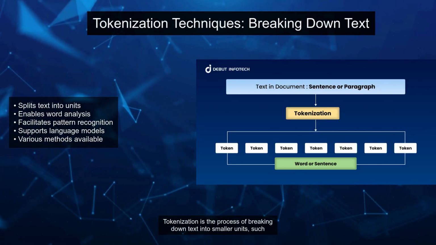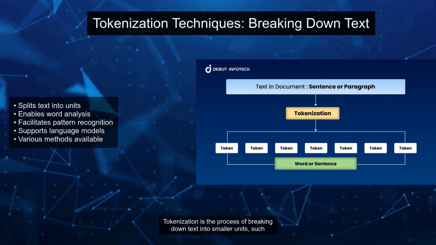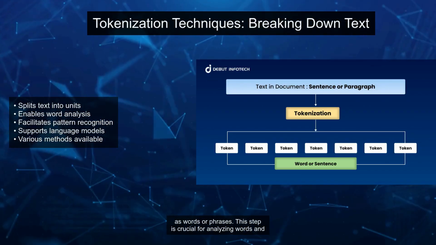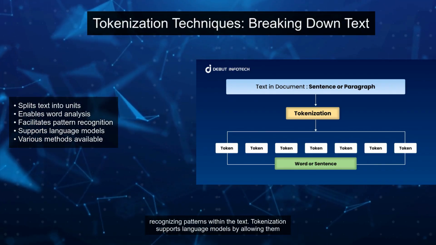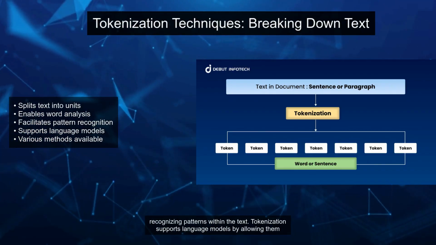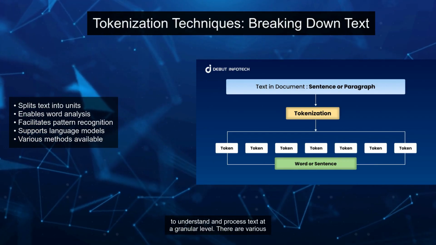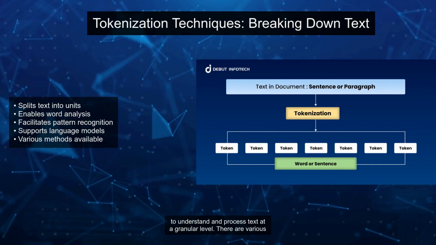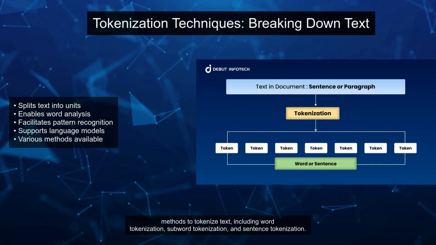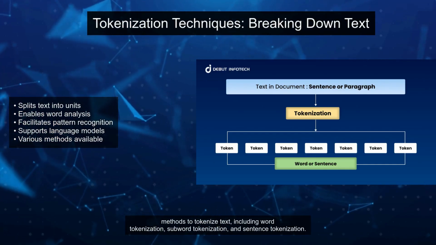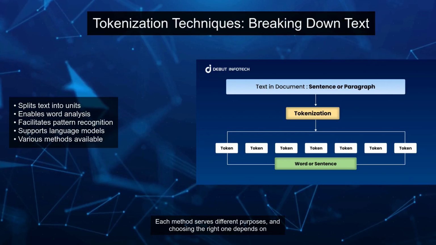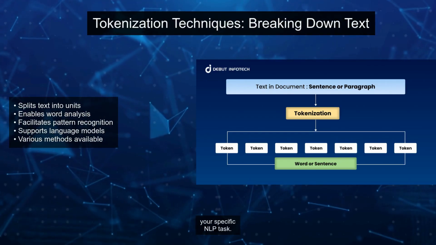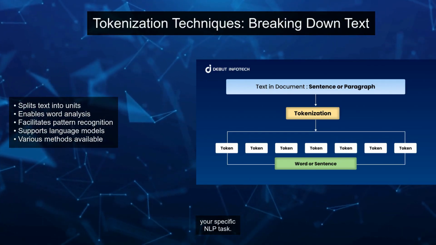Tokenization is the process of breaking down text into smaller units, such as words or phrases. This step is crucial for analyzing words and recognizing patterns within the text. Tokenization supports language models by allowing them to understand and process text at a granular level. There are various methods to tokenize text, including word tokenization, subword tokenization, and sentence tokenization. Each method serves different purposes, and choosing the right one depends on your specific NLP task.